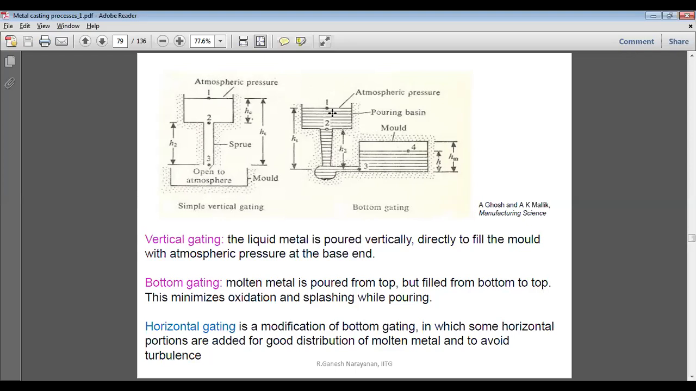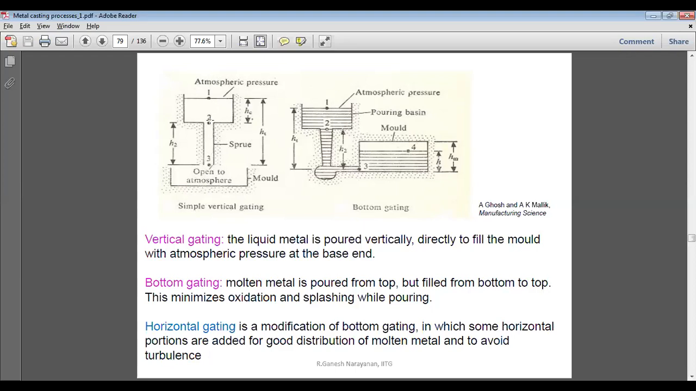The first element is the pouring basin or pouring cup, and above the molten metal in the pouring cup there is atmospheric pressure. Then this molten metal comes to the second point. From the second to the third point it is H2. We have the first point, second point, and third point.